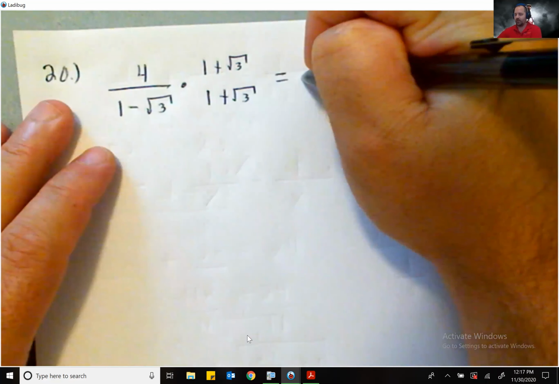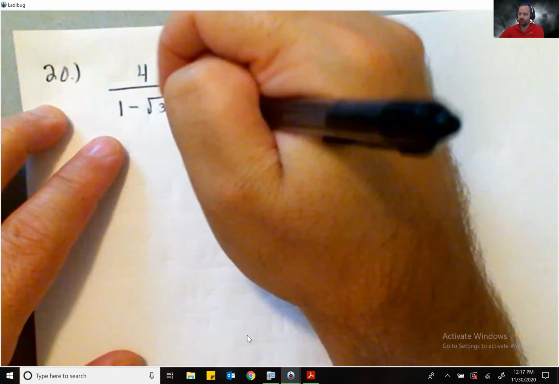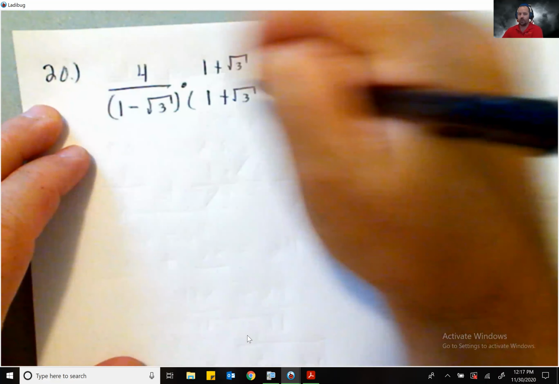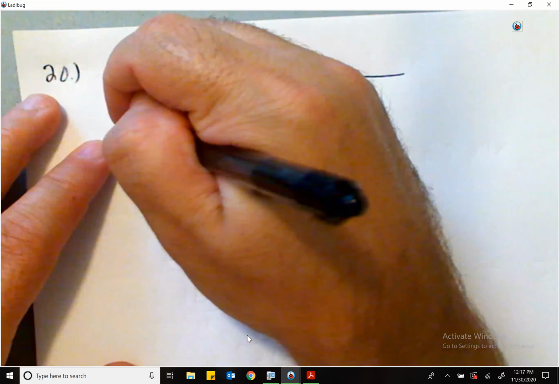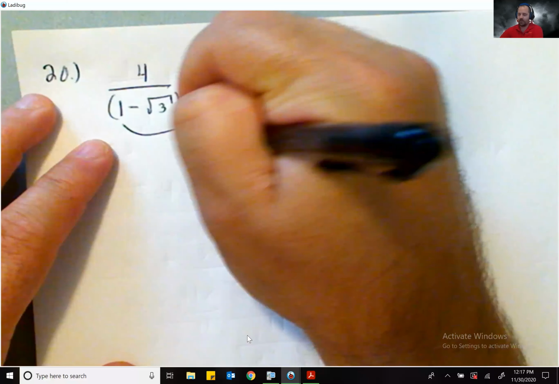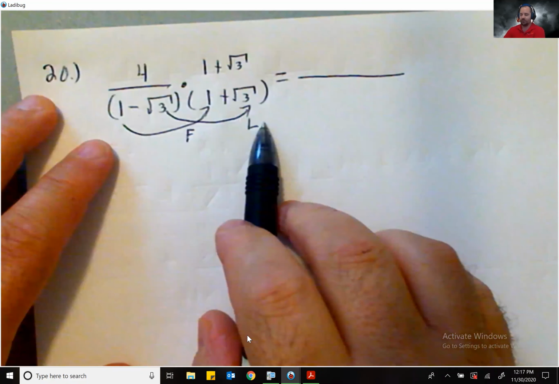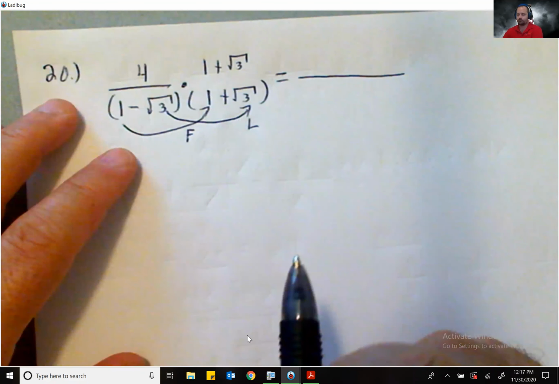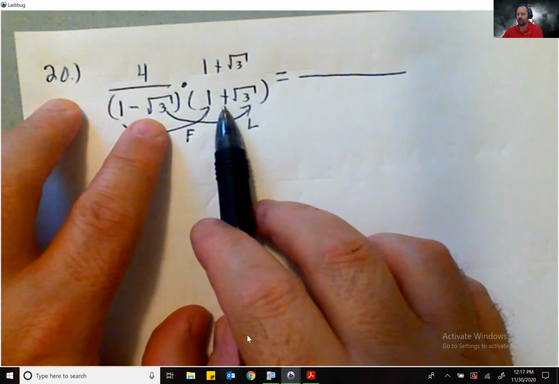So the cool thing is that down here, we're not going to do a full FOIL. All we have to do is, how do I multiply these two? The first and the last. The Florida. Multiply the first, multiply the last, because the middle will cancel out. That's what's cool about conjugates. You don't have to do the O and the I.